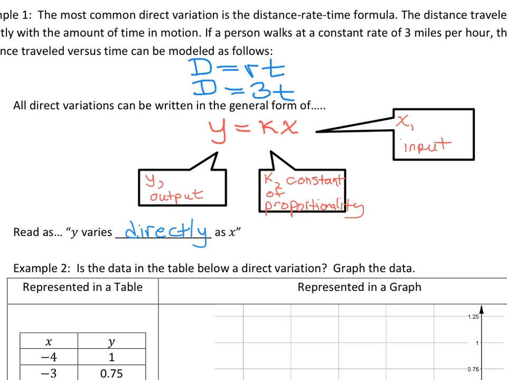As mentioned previously, the test for a direct variation is that the quotient between the output and the input is a constant. So you can see that right here in this equation. y equals k times x. If I divide both sides by x, in other words, solve for k, our constant equals the quotient of the output to the input.